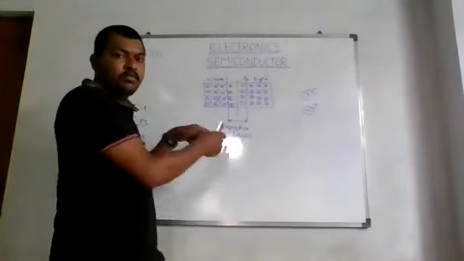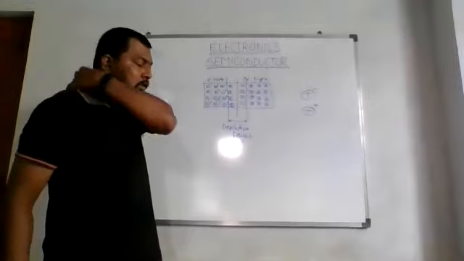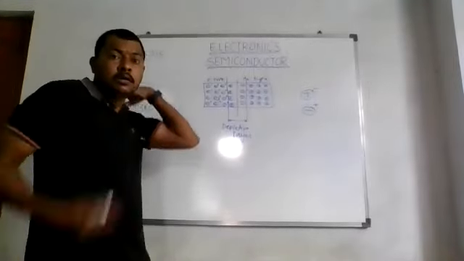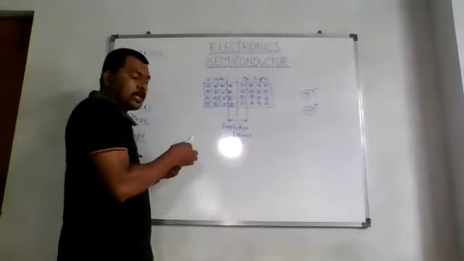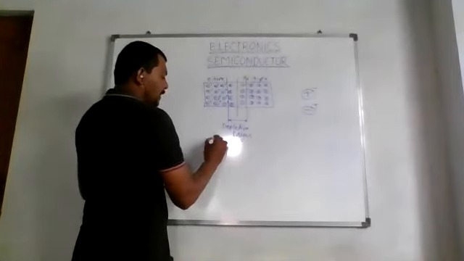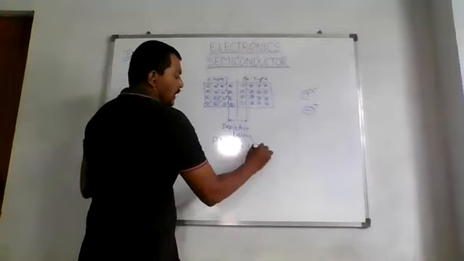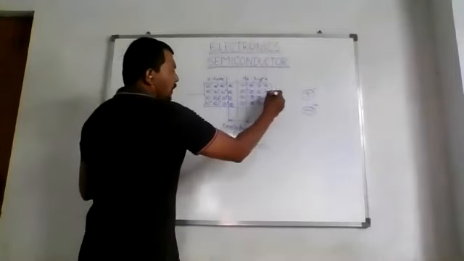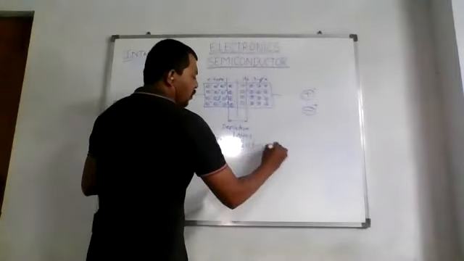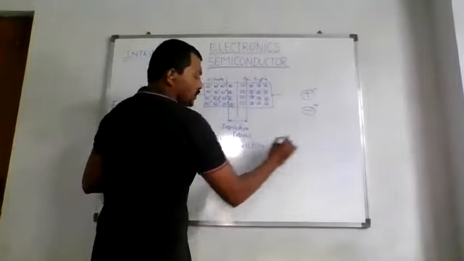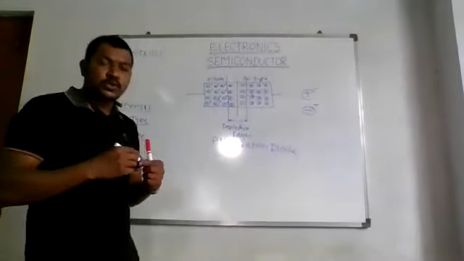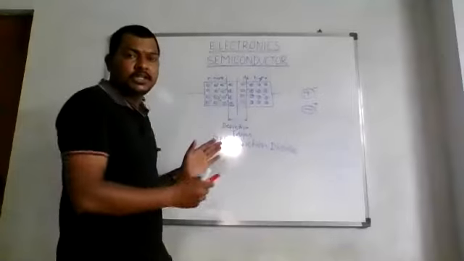Now the whole will form a PN junction, and if you take two electrodes out of it, we will call this a PN junction diode, right? So this is actually the concept of a PN junction diode.